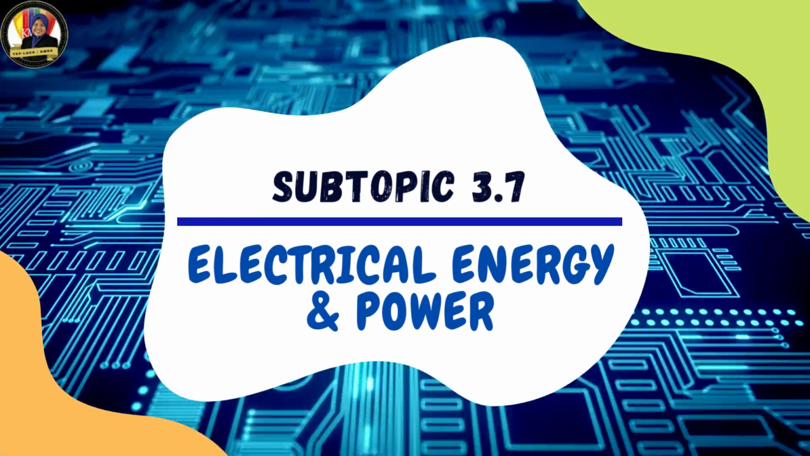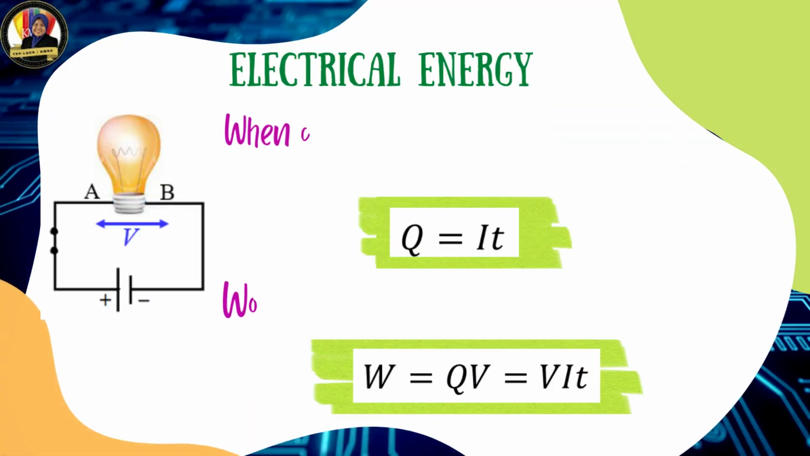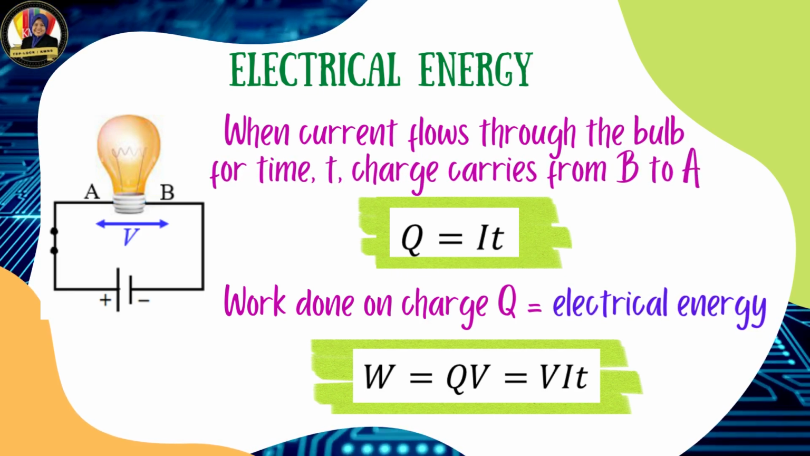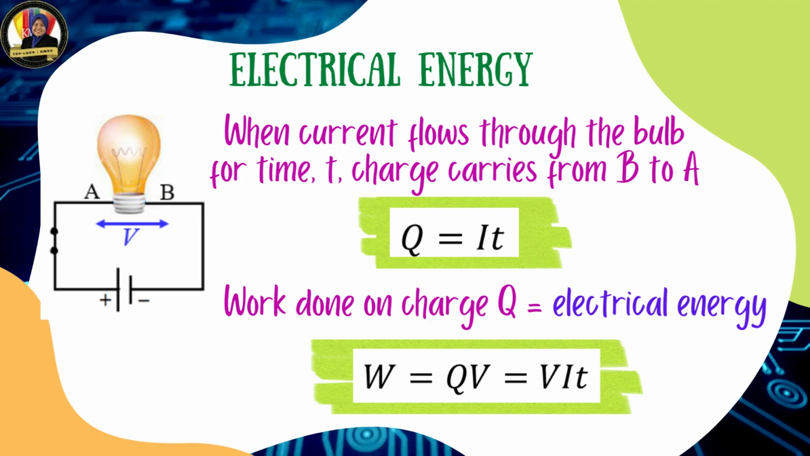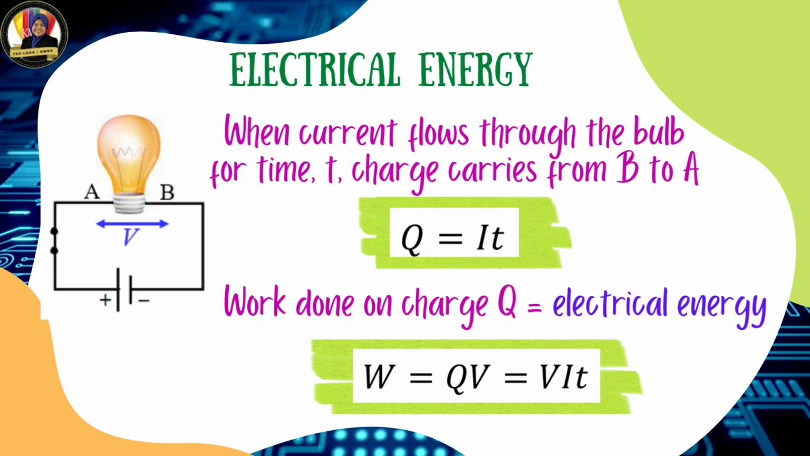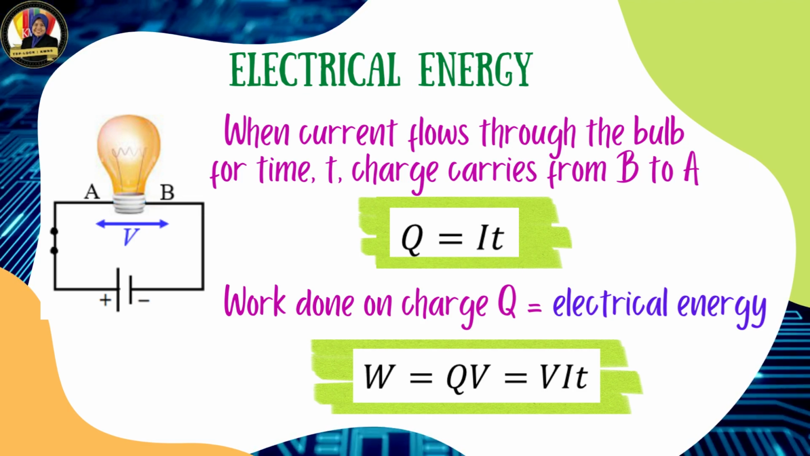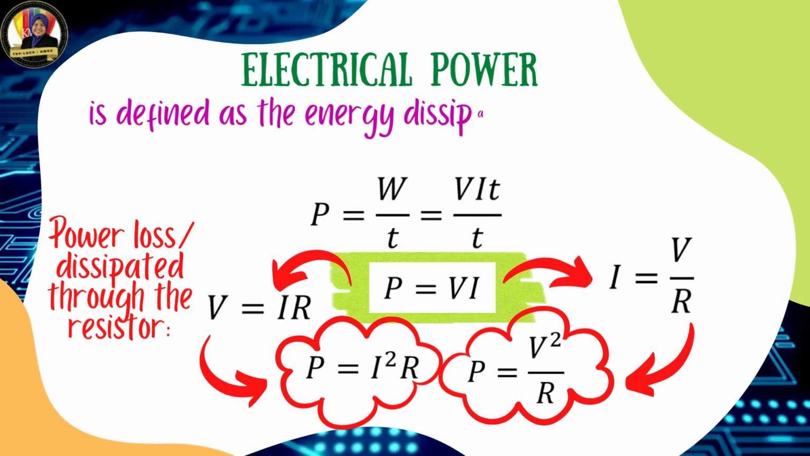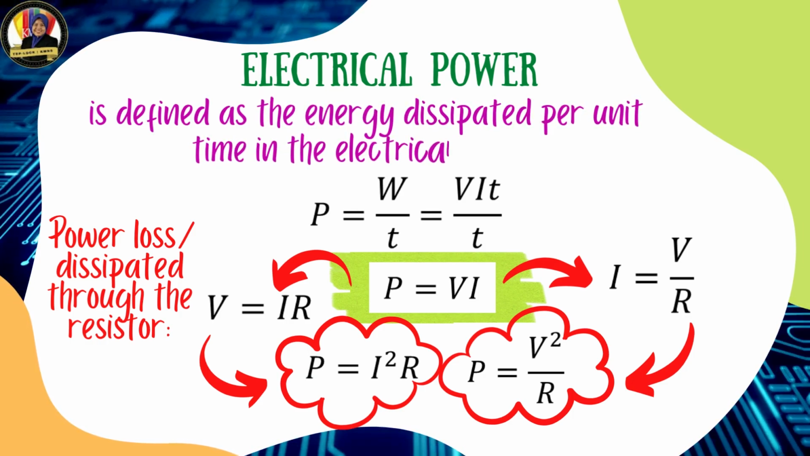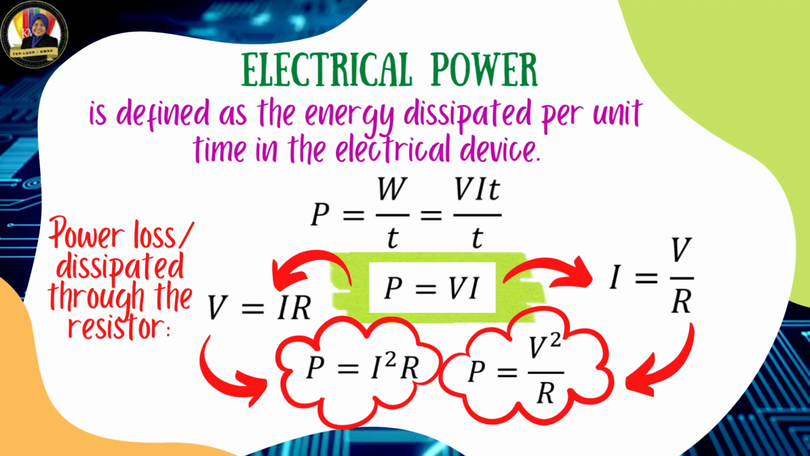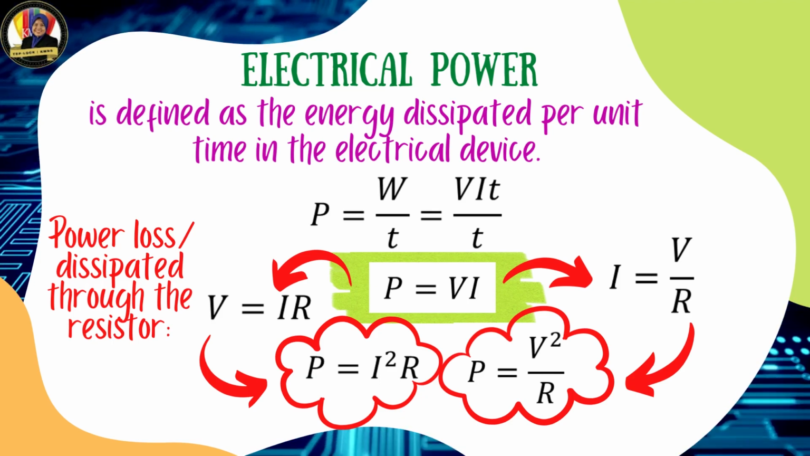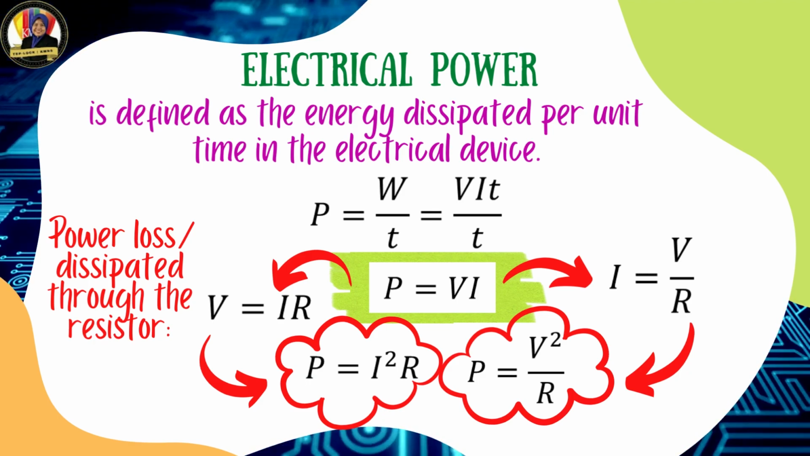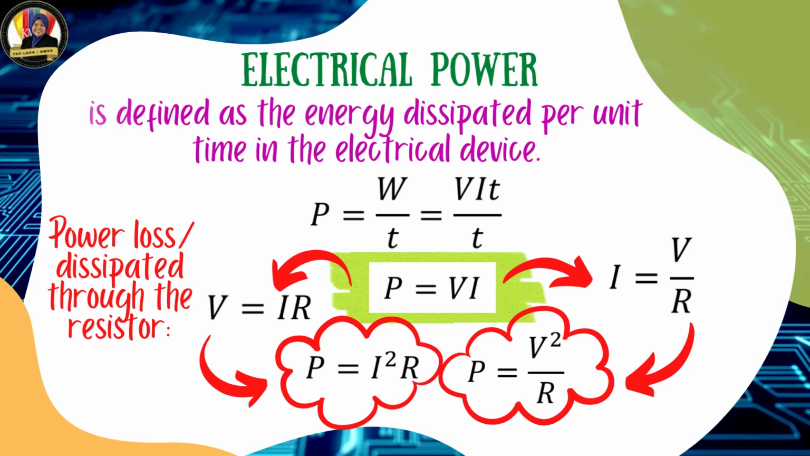Subtopic 3.7 is about the electrical energy and power. When the current flows through the bulb for time t, charge carried from point B to point A is given by the equation Q is equal to It. The work done on the charge Q to bring it from point B to point A is equal to the electrical energy, represented by the equation W equal to VIt. The electrical power is defined as the energy dissipated per unit time in the electrical device. It is given by the equation P is equal to VI. For the power loss or power dissipated through the resistor, the equation is P is equal to I squared R or V squared over R, depending on the given information in the question.